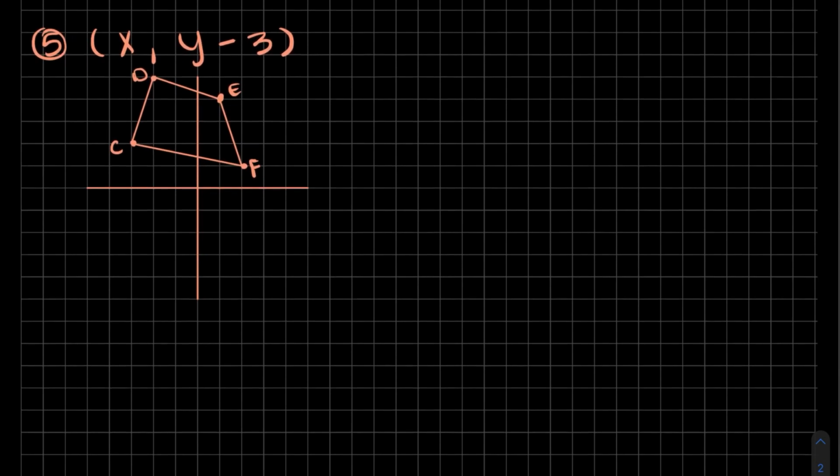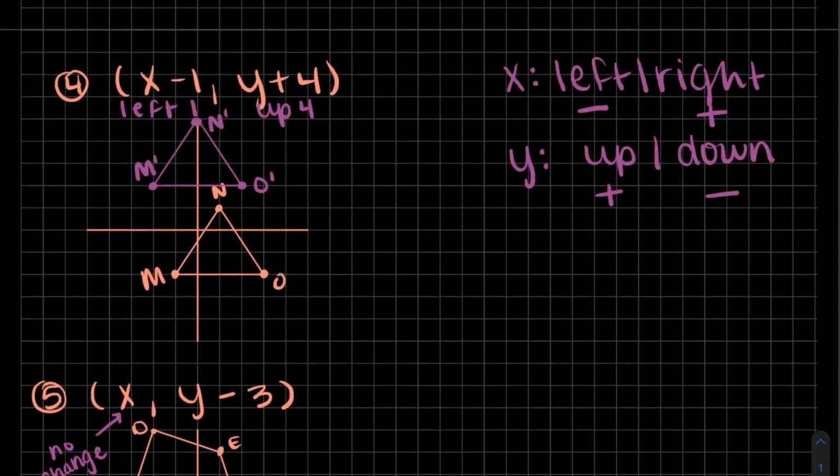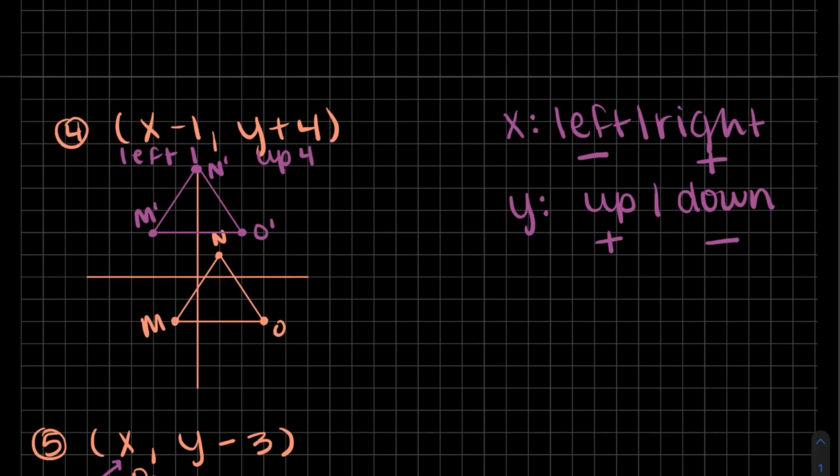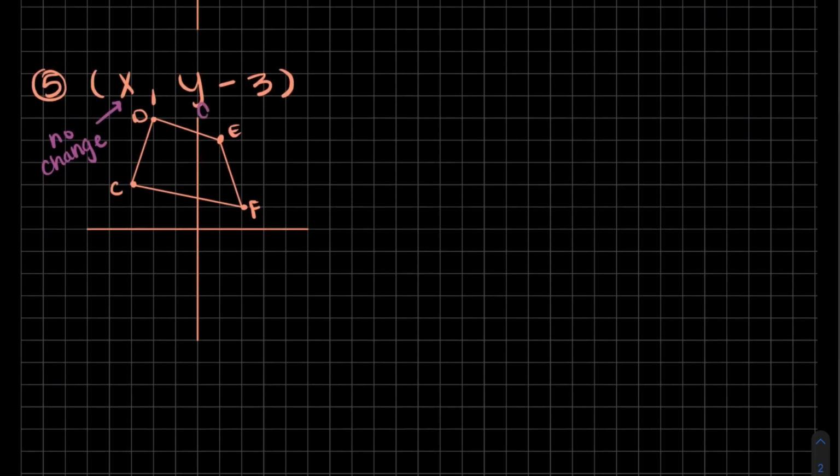Let's look at our final example, number 5. This one is giving you X, comma, Y minus 3. Now X doesn't have anything added or subtracted, so there will be no change in the X direction, meaning we will not move left or right at all. Now the second part is Y minus 3, so since it's minus, we're going in a negative direction. For Y, remember that the negative direction for Y is down. So we're going to be moving down, and since it's minus 3, we're going to be moving down 3.